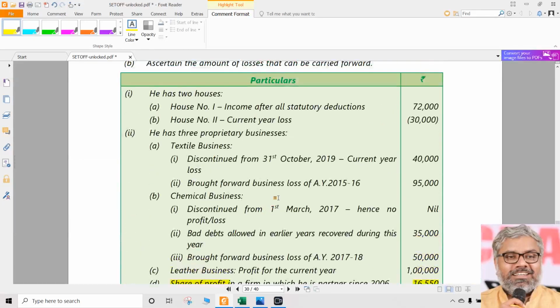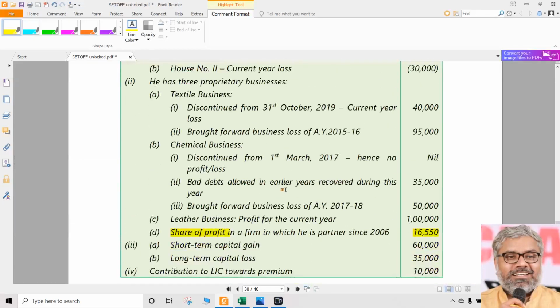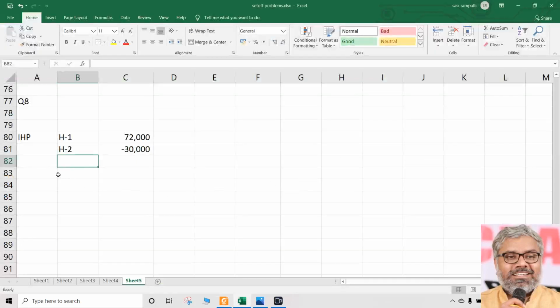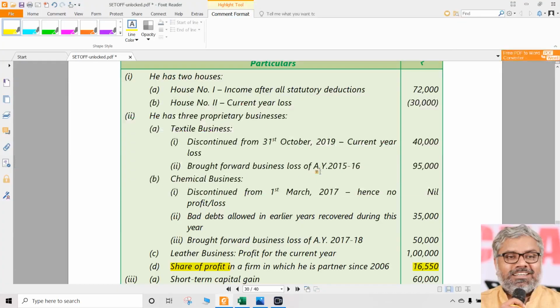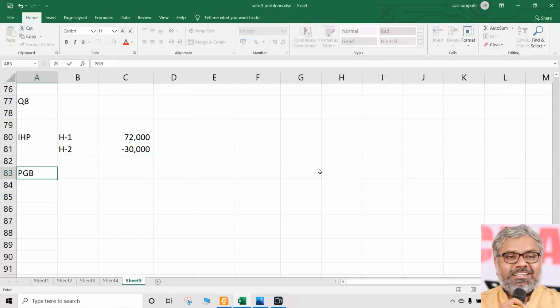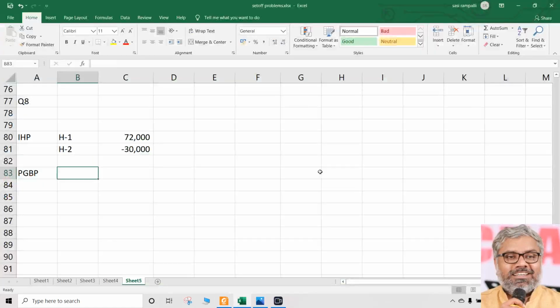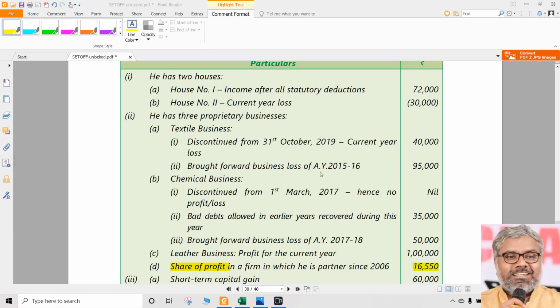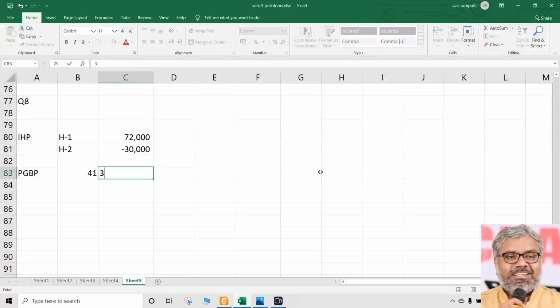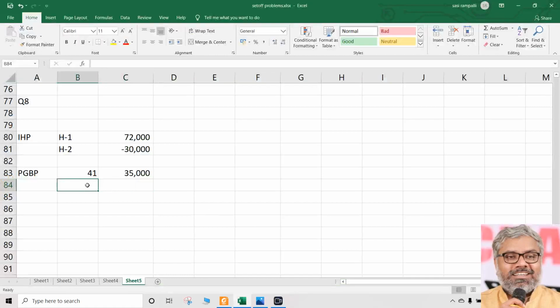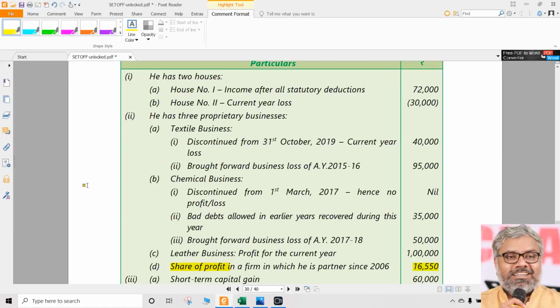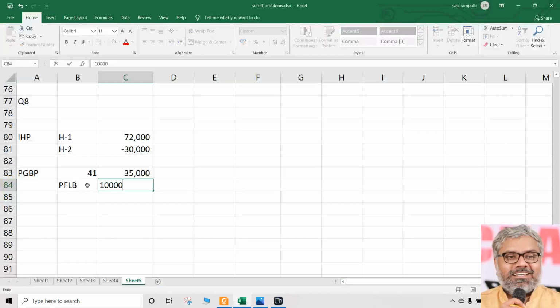So one by one, we have to just check the incomes of this particular SSC head by head, one by one. So now let us take PGBP, the second one. So what are the possibilities here? Under section 41, let us write that here. Under section 41, what was taxable? 35,000 rupees was taxable. Yes. Same way, leather business has a profit, let us call this profit from leather business. How much was that? 1 lakh rupees was taxable.